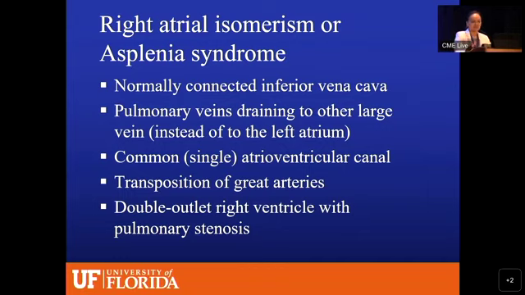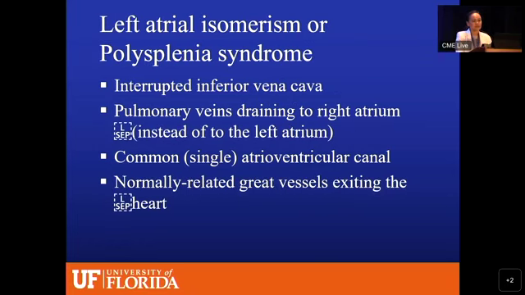There's usually an AV canal, but that's not very indicative of either right atrial isomerism or left atrial isomerism. It's usually associated with transposition of great arteries. That's why we're here in the transposition of great arteries master class, and double outlet right ventricle with pulmonary stenosis.